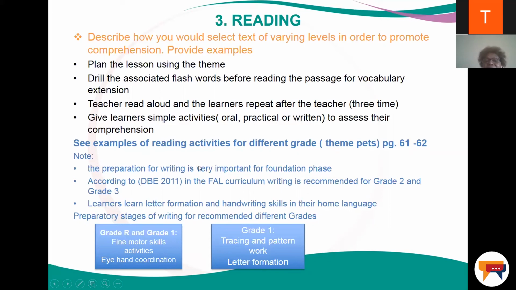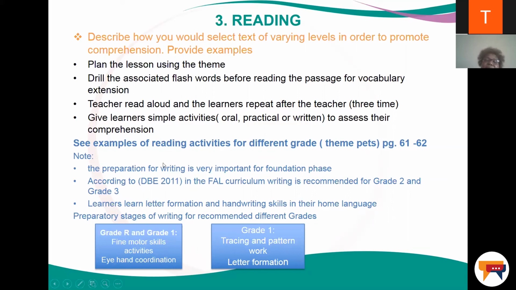The preparation of writing is very important for foundation phase. According to DBE in the FAL curriculum, writing is recommended for grade 2 and 3. Learners learn letter formation and handwriting skills in their home language. So in this one, it says, see examples of reading activities. You'll see them on pages 61 to 62. Preparation for writing is very important. Now, before they can start writing, they know how to read.